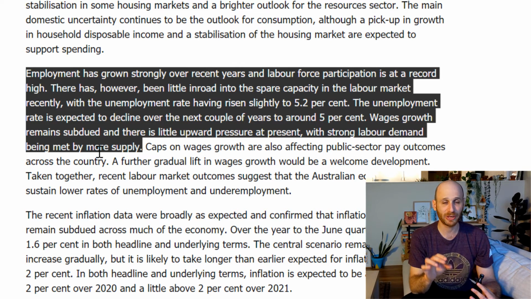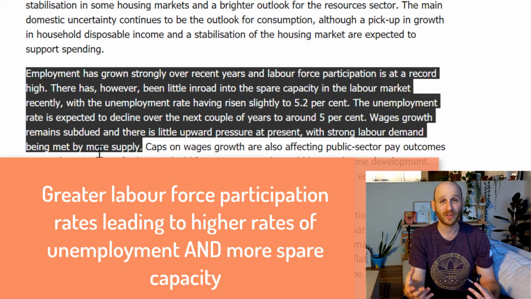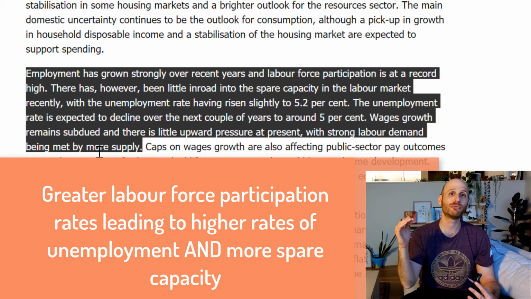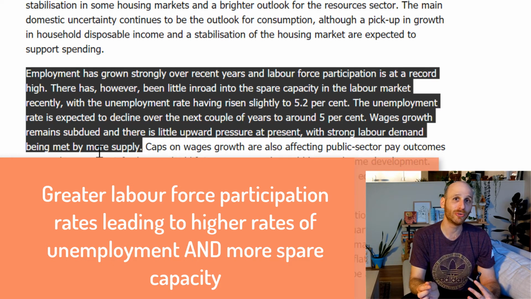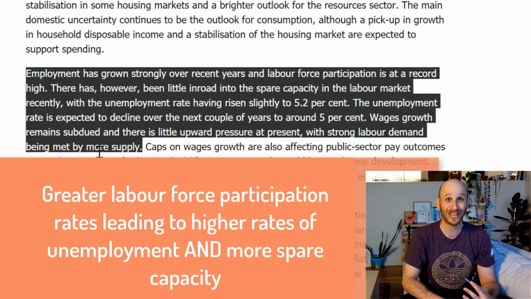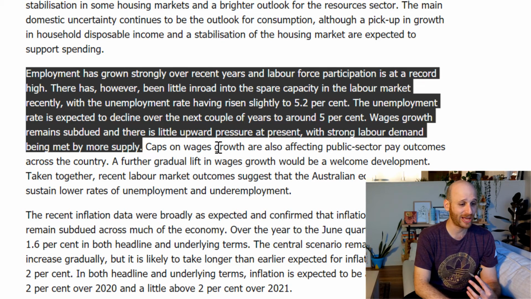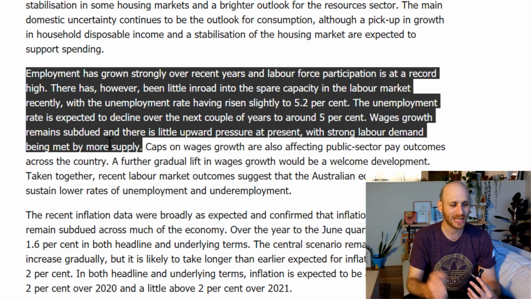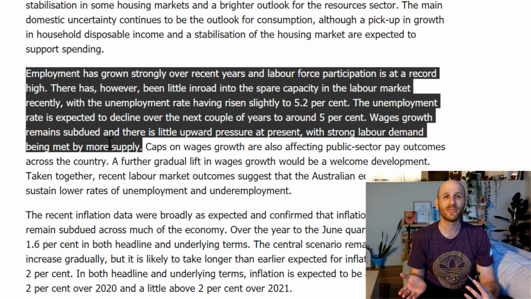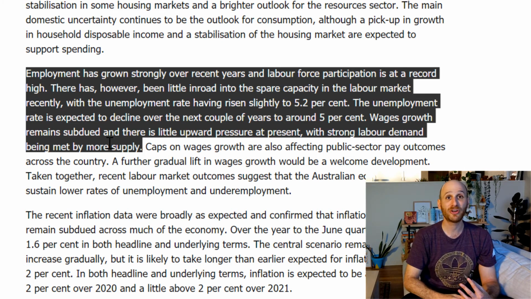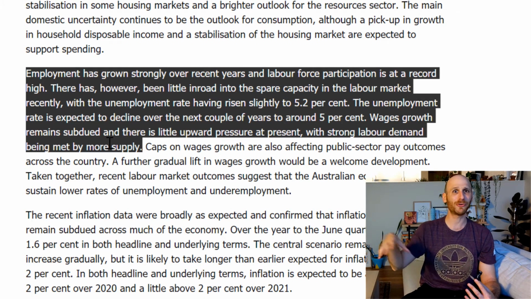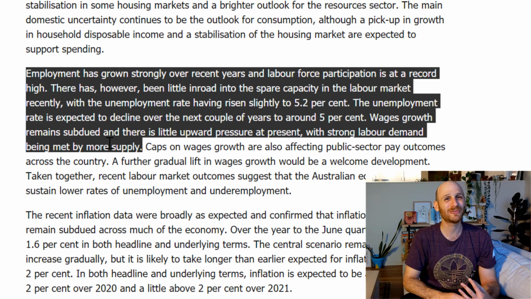So it makes sense here because if more people seek work, then there are more people actively seeking jobs, which means there's a higher number of people who are classified as unemployed, which will push up the unemployment rate, even though more people haven't lost their jobs. Instead, it's more of a story of more people seeking work. The RBA thinks that wages growth remains subdued, weak, and there's little upward pressure at present. There's little pressure pushing wages higher because if companies need extra workers, there are all these spare workers they can go and get. They don't have to offer higher wages, which would push up those wage levels.